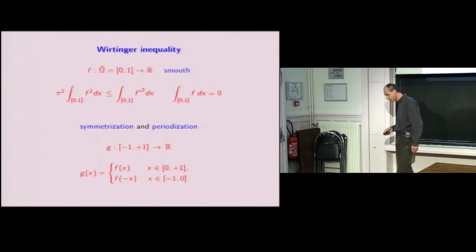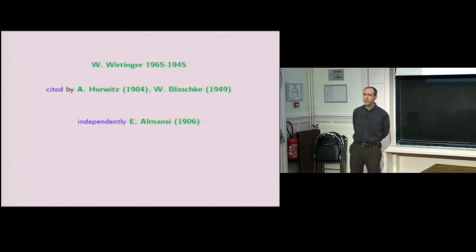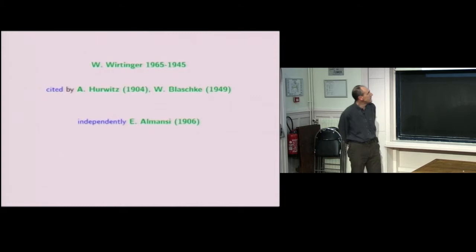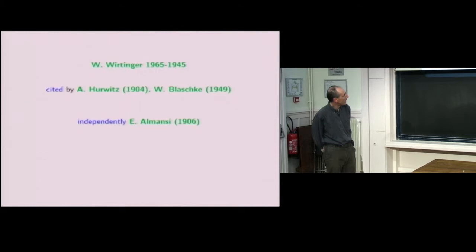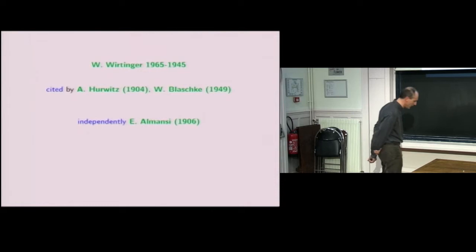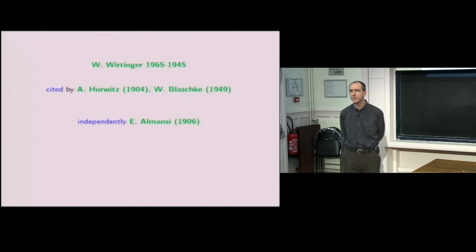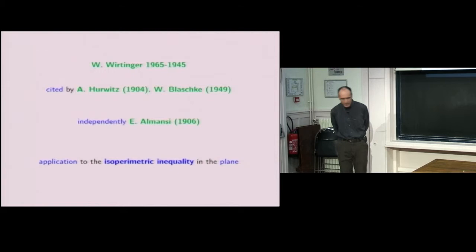So it doesn't seem that there is a specific paper by Wirtinger where this inequality is actually stated. It is mentioned in a paper by Hurwitz, and then much later in the Blaschke book about Kreis and Kugel. And there is also another paper by Almanzi in 1906 where a similar inequality is presented. What is somehow interesting here is that Hurwitz is mentioning the Wirtinger inequality in connection with the isoperimetric inequality in the plane. And let us just briefly sketch here this connection.